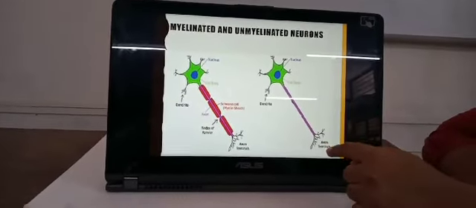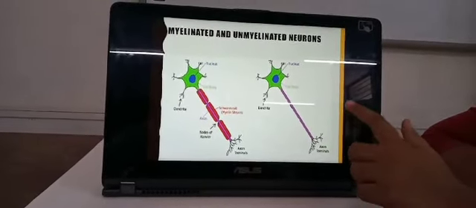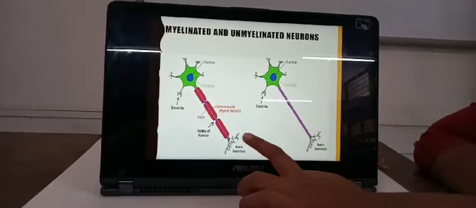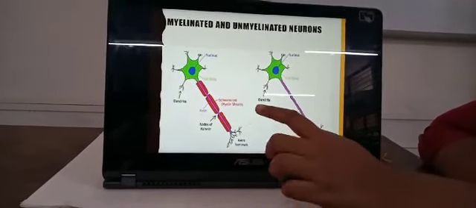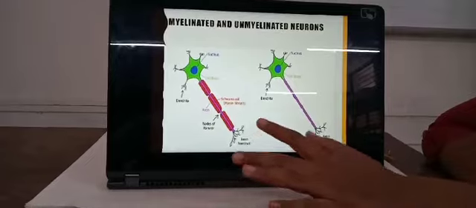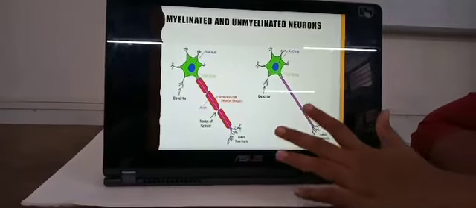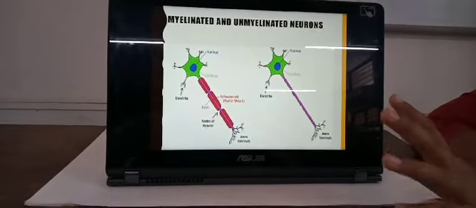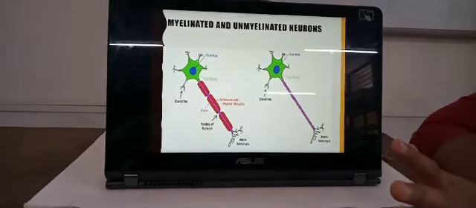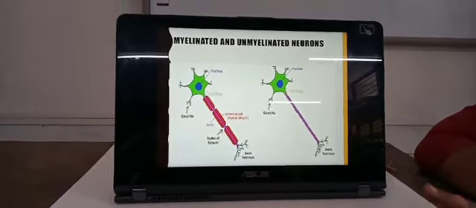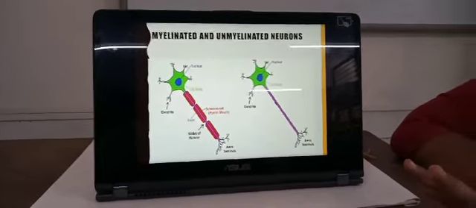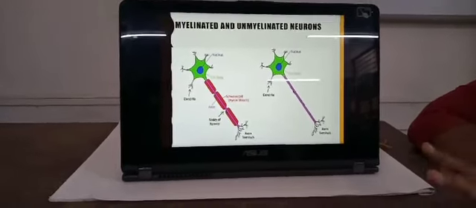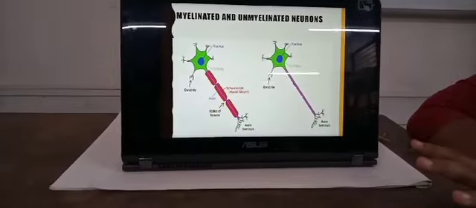The unmyelinated neurons are usually the sensory neurons. The myelinated ones are the motor neurons. So, all this time, what all did we learn? We learned about the central nervous system. The brain and the spinal cord form the central nervous system. Then we learned about the peripheral nervous system. We learned about the nerve cell, and we also learned about the different parts of the nerve cell.